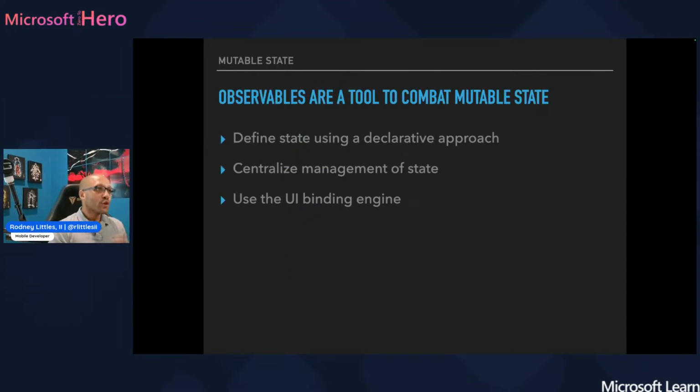So observables are a tool to combat mutable state, right? It allows us to define state using a declarative approach. So we declare what the behavior of the object is in the constructor. We centralize that management of state because the majority of the brains, or the majority of the code that you write, is actually going to be in the constructor. And then we bind to whatever UI engine is available, right? Whether it's the WinForms UI engine, whether it's WPF, whether it's Maui, whether it's Blazor, we bind our state to the UI and we project our state downward.